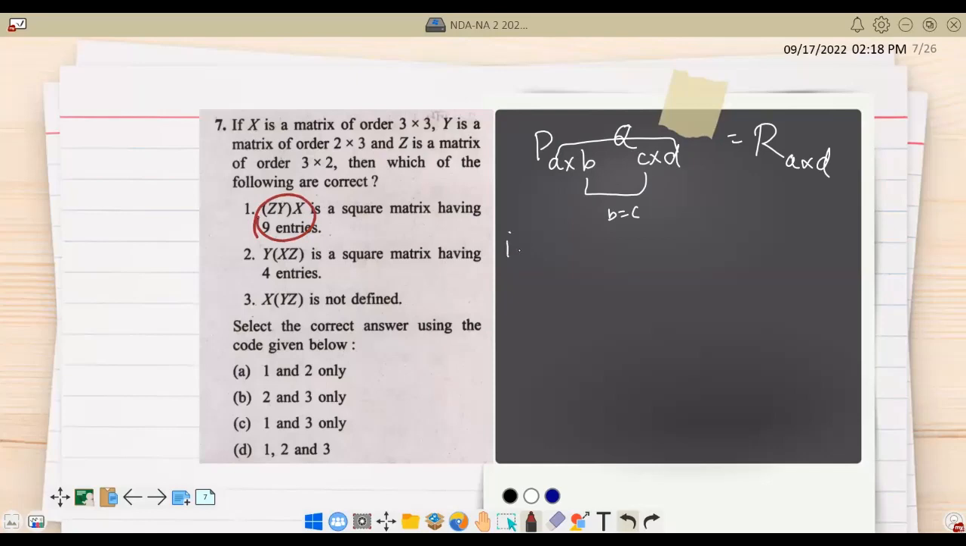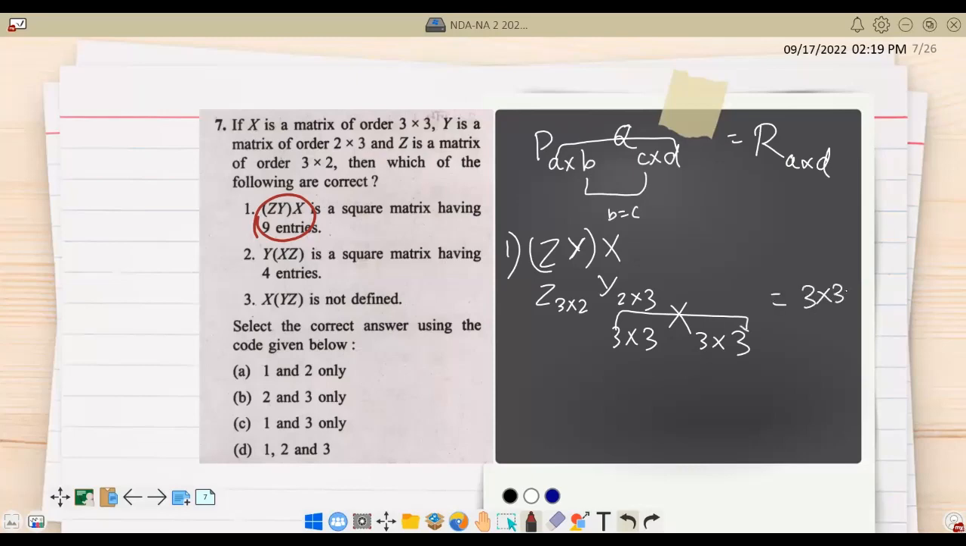Okay, so first one we'll see is ZYX. They have given us a 3 cross 2 matrix, so Z is 3 cross 2 and Y is 2 cross 3. So the resultant matrix will be in the form of 3 cross 3, and this will be multiplied with X as 3 cross 3. So the resultant matrix will be a 3 cross 3 matrix, that is, it will have 9 elements. So the first statement is true.